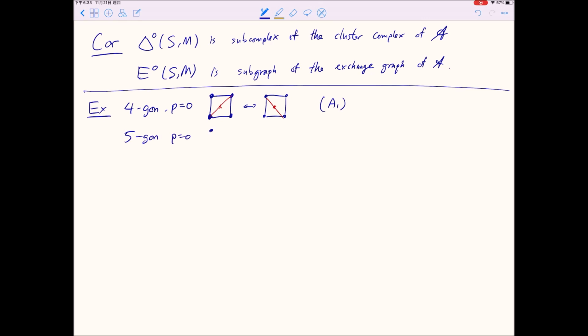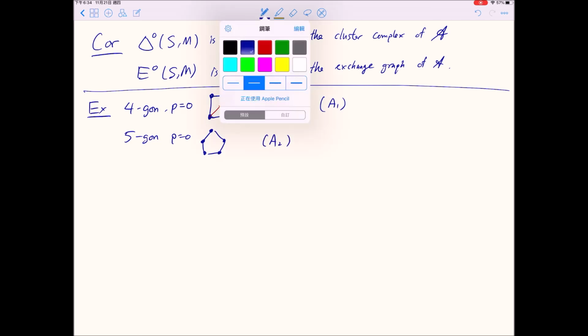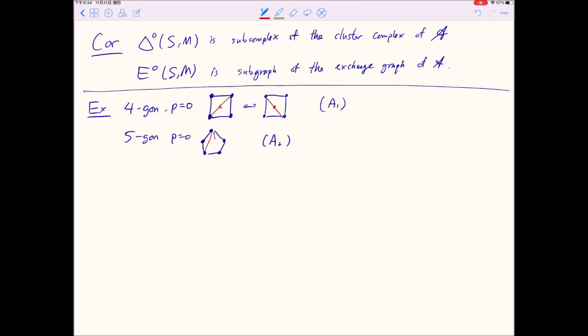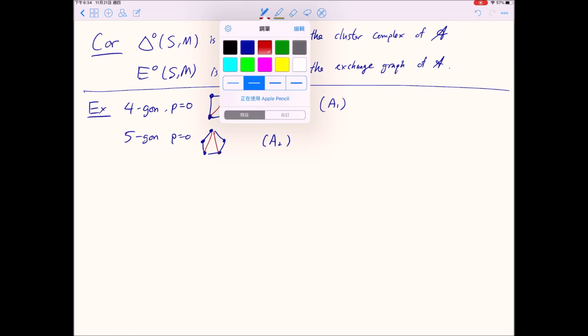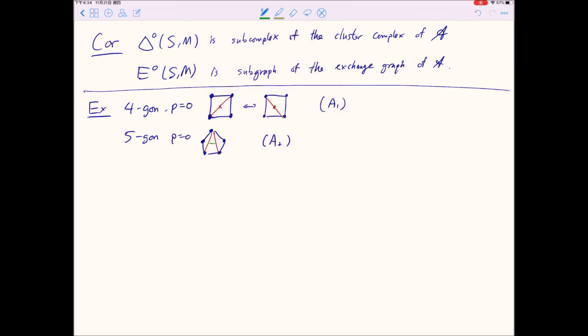And for the pentagon, we encountered this right back in the first lecture. So this will be a type A2 cluster algebra, because the quiver corresponding to the mutable part is just this rank 2 quiver.